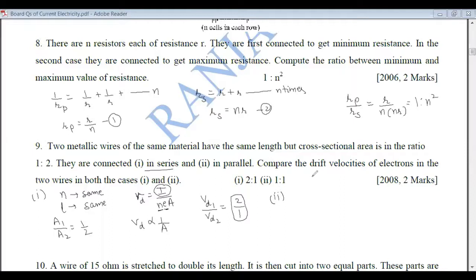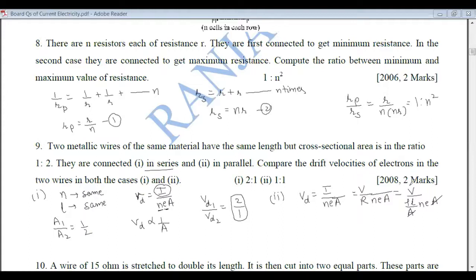Now in the second case, when they are connected in parallel, here we use the same formula, VD is equal to I upon NEA. But as they are connected in parallel, the current to the two wires will not be the same. So I will write it in terms of potential difference. According to Ohm's law, we know that I is equal to V upon R. Now the resistance of the two wires may be different, so we have to eliminate this resistance. R can be written as rho L upon A. Here the cross-sectional area A cancels out.